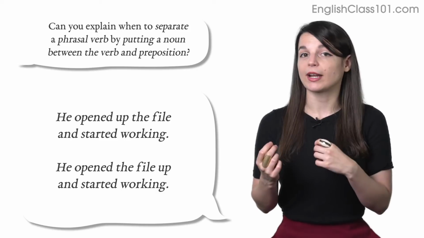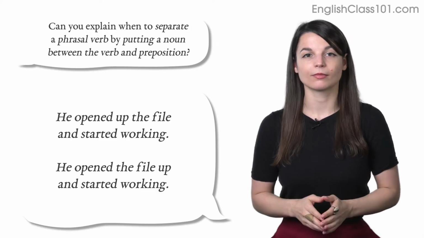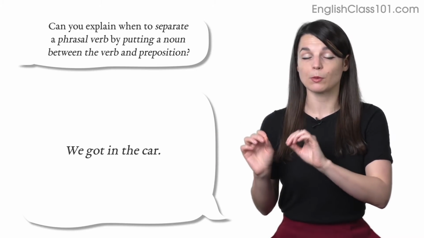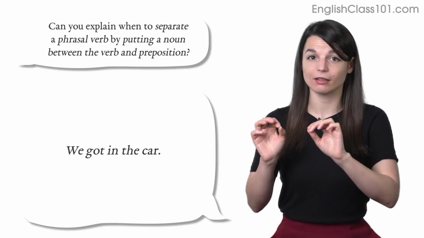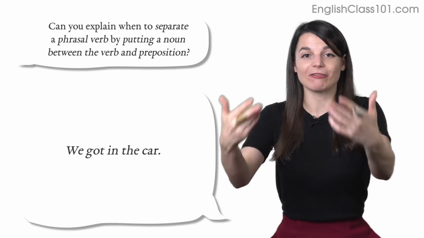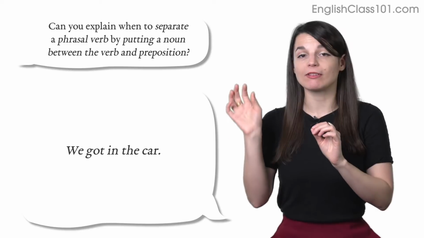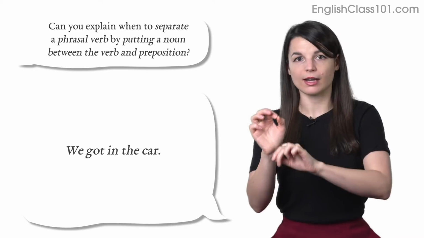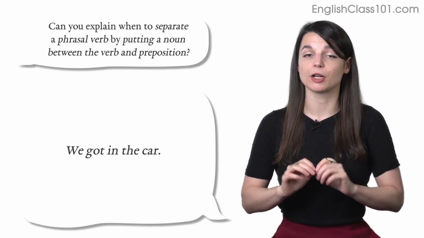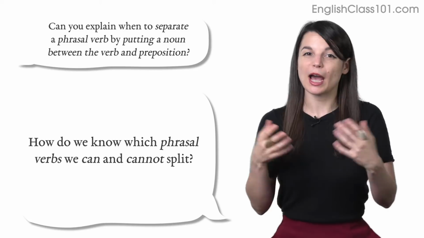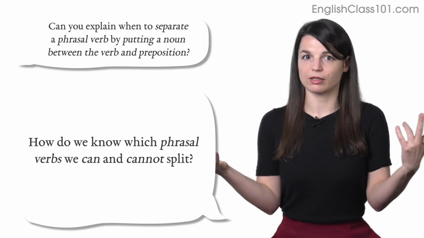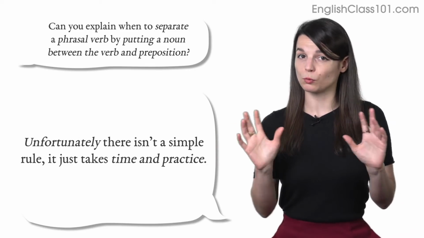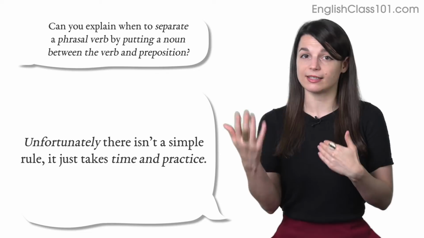Let's take a look now at a transitive phrasal verb that we cannot split. We got in the car. This is an example of a phrasal verb that we cannot split. So to get in something means to put yourself into something. But we cannot move the car between get and in. We cannot say we get the car in. This is an example of a transitive phrasal verb that we cannot split. So how do we know which ones are splittable and which ones are not splittable, or separable and inseparable? Unfortunately, there isn't an easy rule for distinguishing the two. It just takes time and practice.